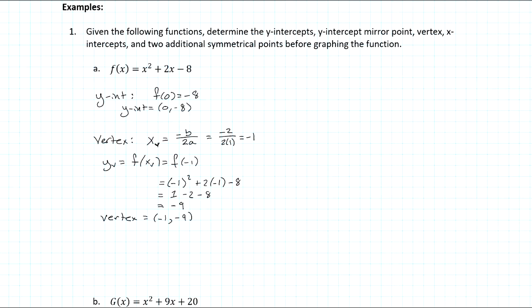So for me, I like starting to graph at this point. I like getting the y-intercept and the vertex plotted, and that will help me find the other points. So I'm going to give myself some space because there's going to be a little bit of work still to find all the rest of the points. Draw me some axes. The vertex is at negative 1, negative 9.